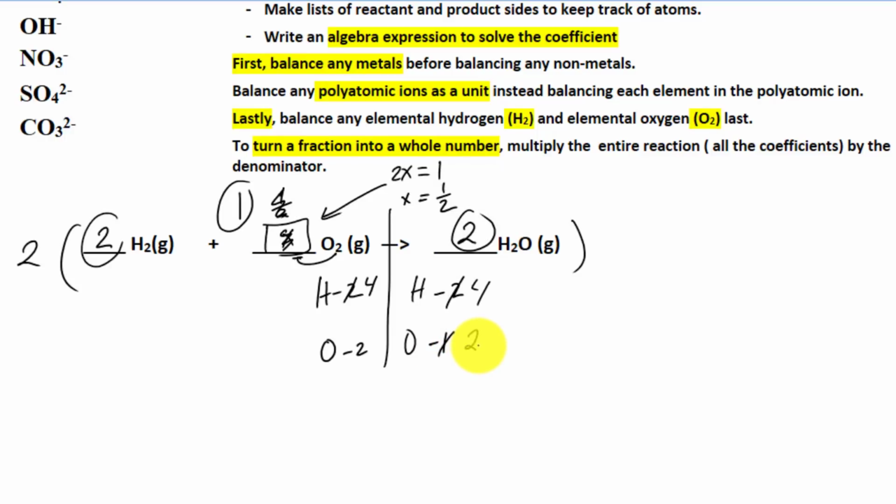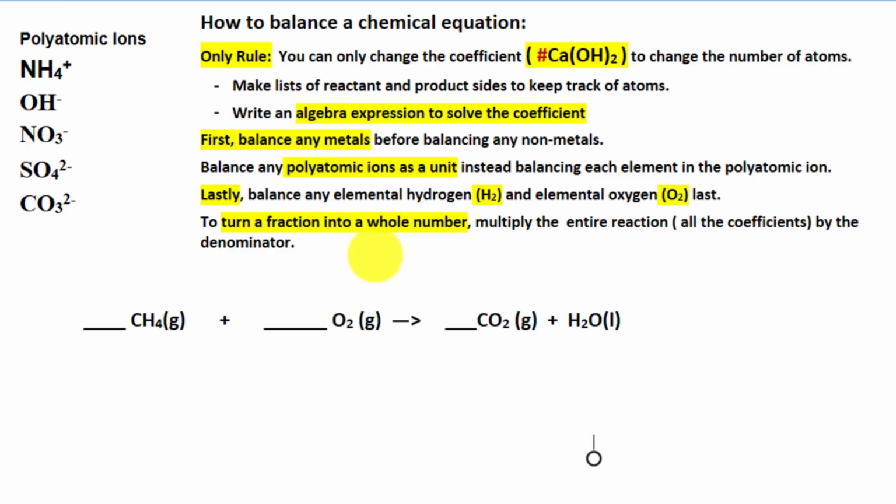Isn't that easy? Now let's try another easy one. This one is a very fun reaction. This is a combustion reaction where we make a lot of fire and flame and heat. So in this case we have C, H, O on both sides, based on the law of conservation of matter. It has to be the same.